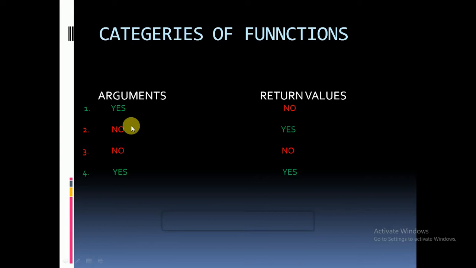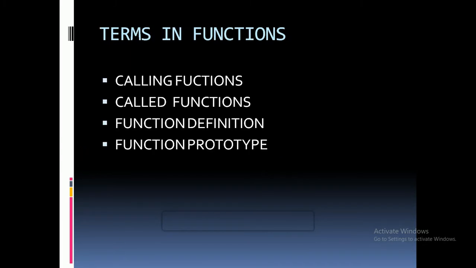If I am not giving any arguments from my main function to the user-defined function, then this is without arguments and with return values. And the same goes for without arguments and without return values, and with arguments and with return values. These will be clear when I execute a program to make it clear.